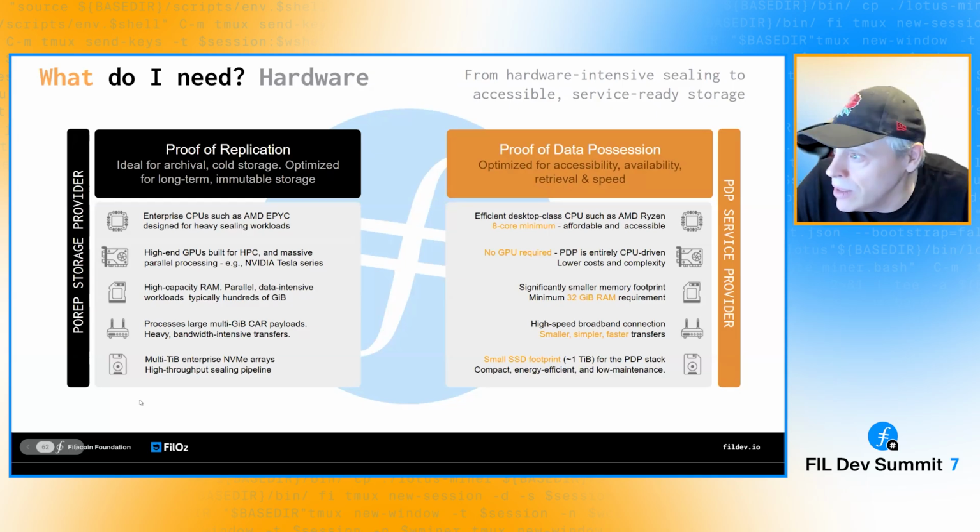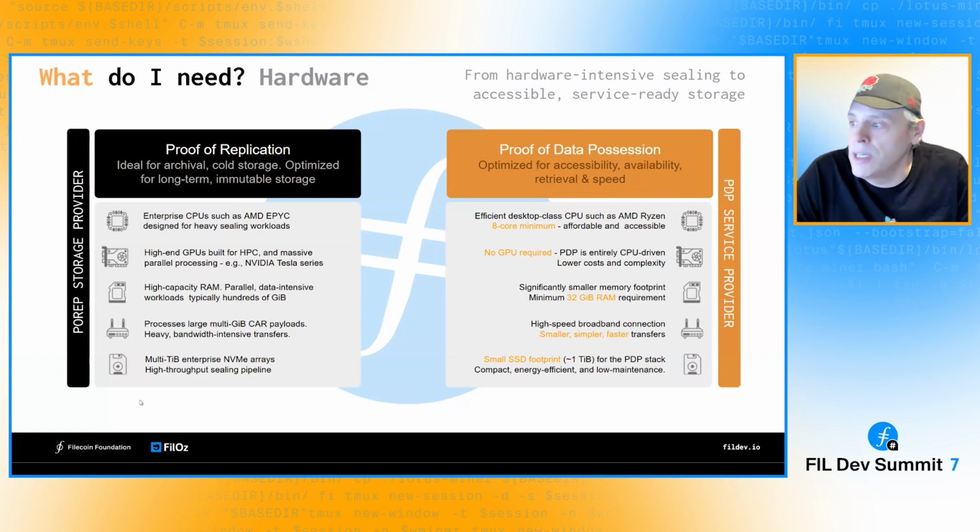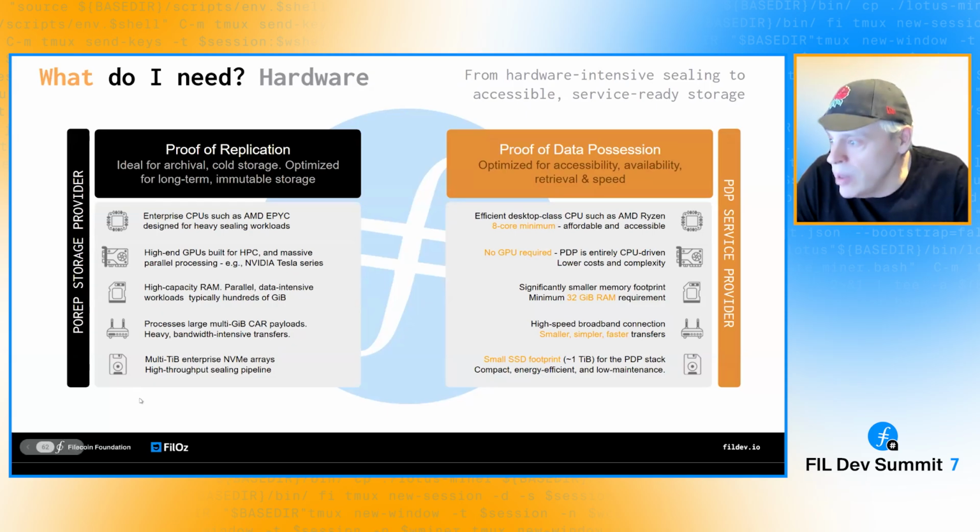So looking first on the left-hand side, proof of replication, which I'll keep calling POREP from now on. First of all, CPU, you're looking at enterprise-grade CPU, such as AMD EPYC, which is designed for heavy workloads. You're looking at high-end GPUs built for HPC and massive parallel processing, things like NVIDIA Tesla series. You're looking at really high-capacity RAM for parallel data-intensive workloads. These are normally into the hundreds of gigabyte scale.